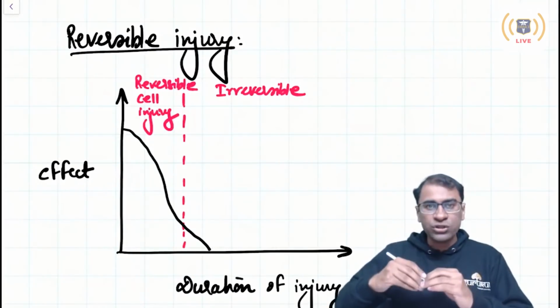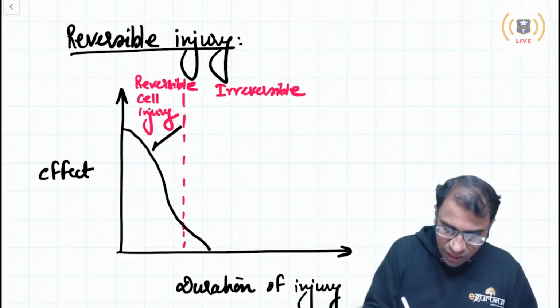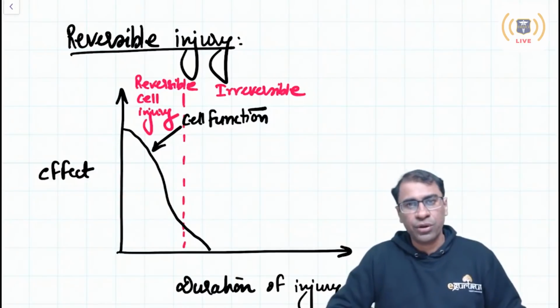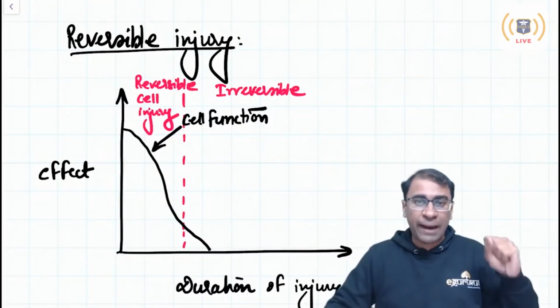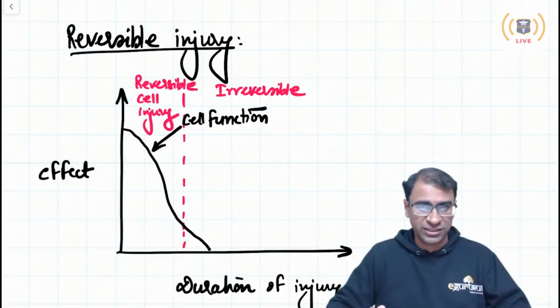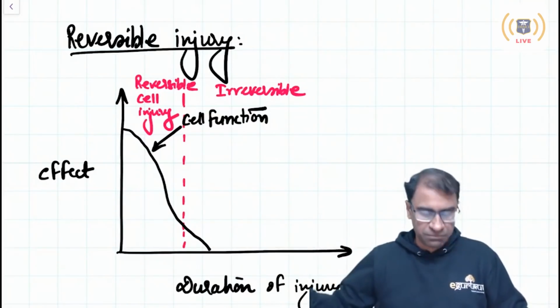Because of the reversible injury, this is a graph of cell function. The cell function is starting to decrease. Now don't include adaptation here. Adaptation is gone because adaptation doesn't occur because of injury. Adaptation occurs because of stress. It's a different thing.